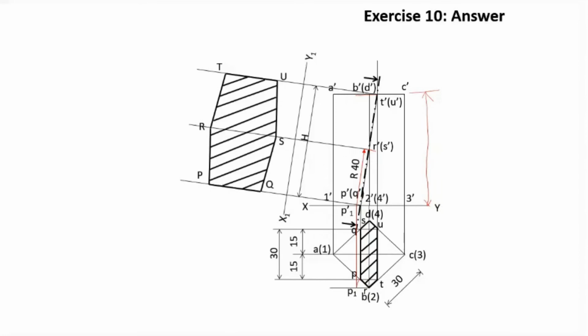Once you have completed the true shape, you can find out that it has a length of 30 millimeter in these two edges, that is PQ and TU, and PR, RT, QS and SU will have 40 millimeter length. So this is how it is drawn. I'll show you how to draw it once more.